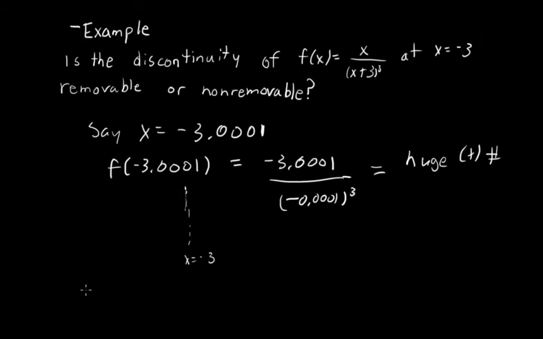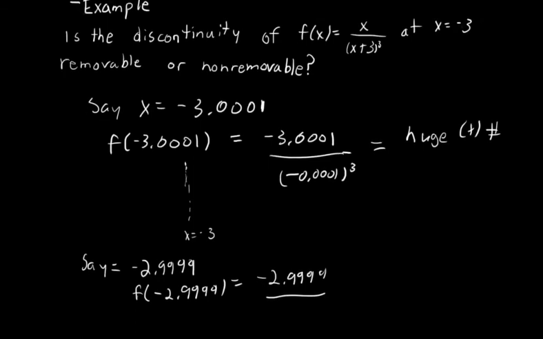Now what about, say, x equals negative 2.9999? So on the other side of x equals minus 3. Well, again, we'll look at f of negative 2.9999. It's going to be negative 2.9999 divided by positive 0.0001 cubed. And we have a negative number very close to 3 over a tiny positive fraction. So we're going to get a negative divided by a tiny positive fraction, which is a huge negative number.